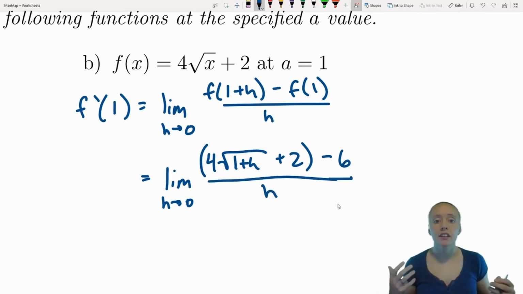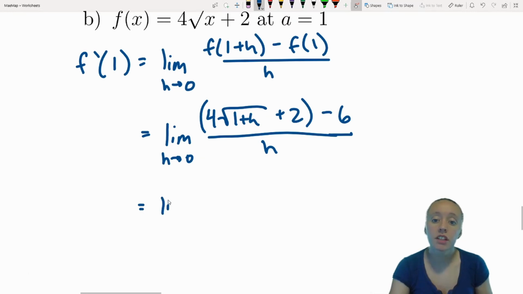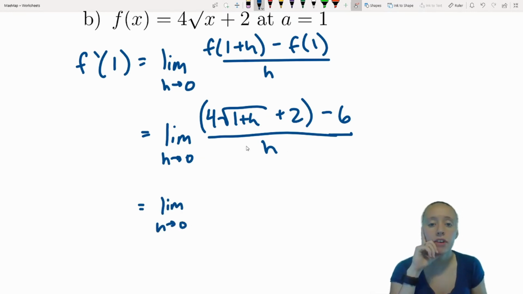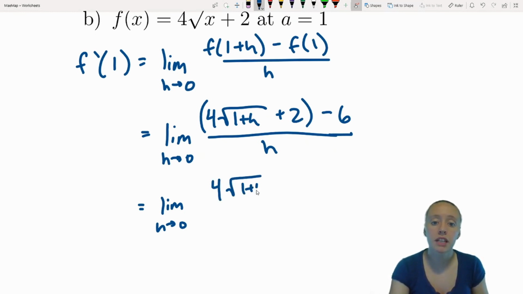Now it's just a matter of simplifying this down and canceling out that h in my denominator. So I'm going to have the limit as h approaches 0 of, well, in order to simplify this numerator down, I can take this 2 and subtract 6. 2 minus 6 is going to give me a negative 4. So I have 4 times the square root of 1 plus h minus 4, and that's all over h.